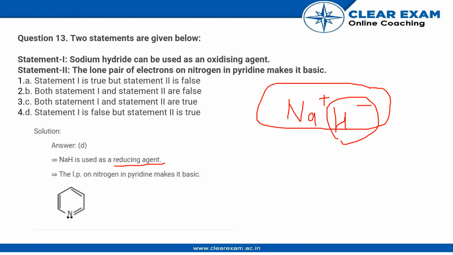And the lone pair of nitrogen in pyridine: if you look at the structure of pyridine, you can see that nitrogen has one lone pair on it, and we know that whenever a species has a lone pair, it is able to donate it to other species. We know that the species that donates the lone pair is basic.